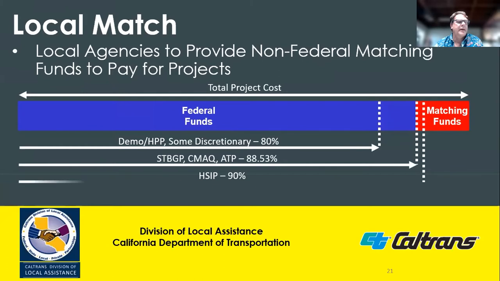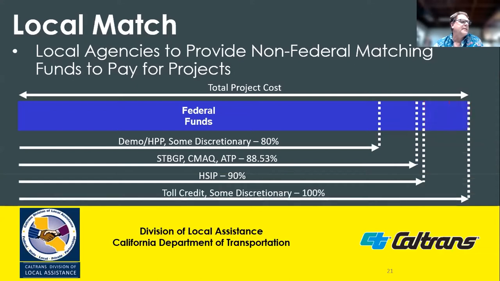Some individual programs have higher reimbursement rates, such as HSIP, which has a 90% federal share. 100% federal share is possible with various programs, such as HSIP control measures, some discretionary programs, or projects utilizing toll credits. FHWA fact sheets on individual programs define the federal share. To utilize toll credits, the project or project phase must have a reimbursement rate of 100%, excluding non-participating costs, and clearly be identified in the FSTIP.